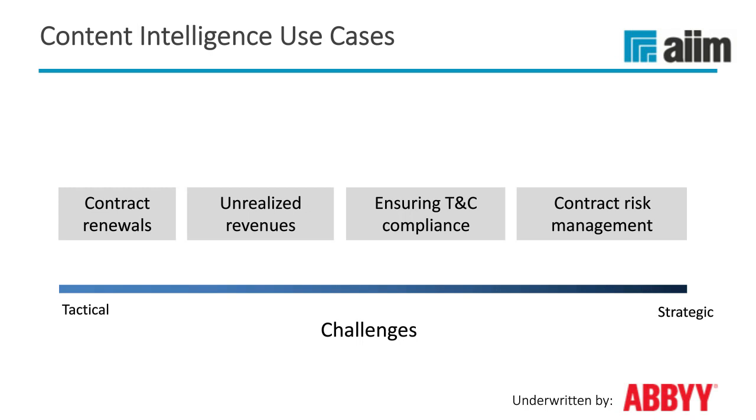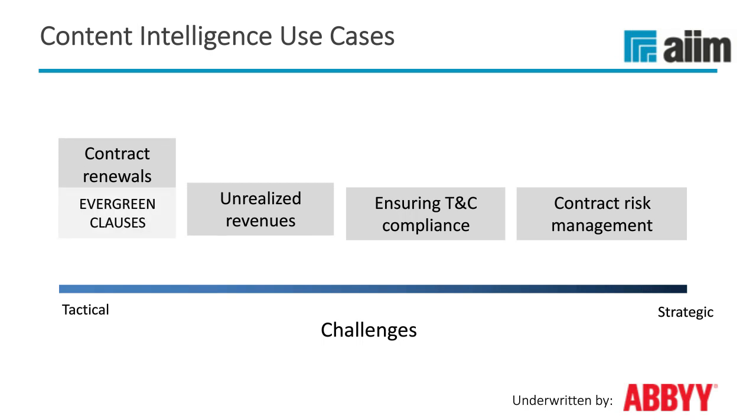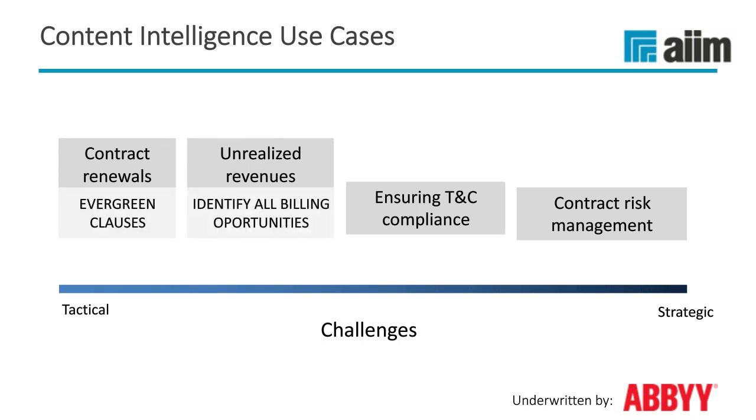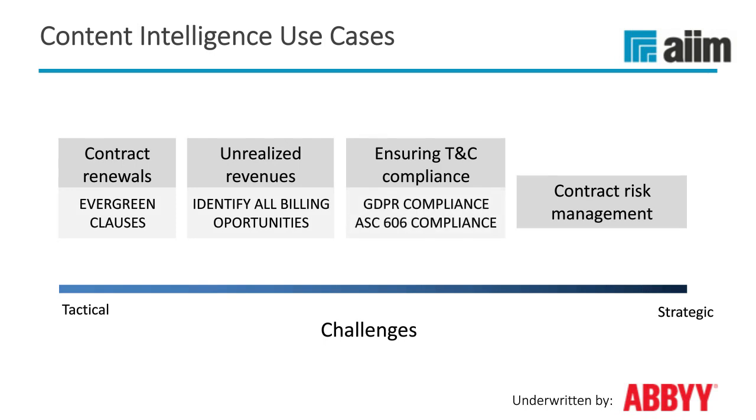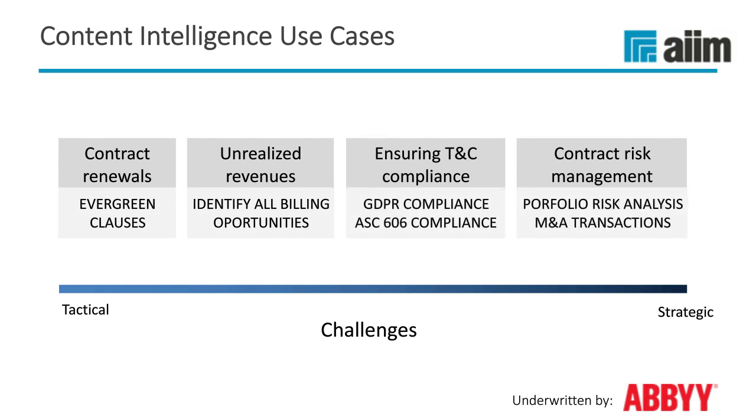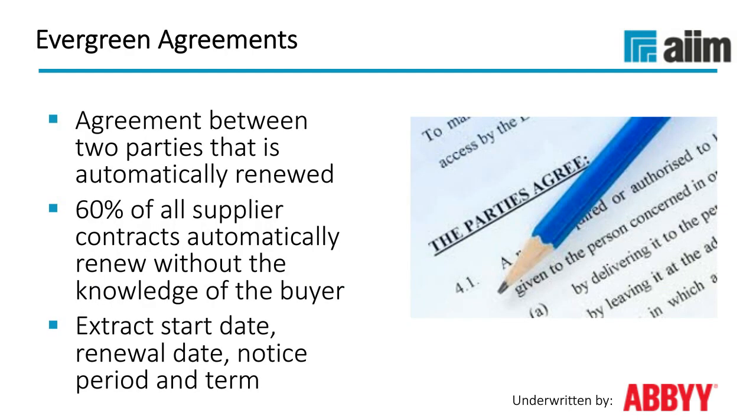So I'll talk about contract renewals, procure-to-pay types of applications, terms and conditions compliance, and then contract risk and portfolio risk analysis. So let me go to the first particular use case, and that's Evergreen Agreements. Now, what's astounding and astonishing is that according to the Gartner Group, an astonishing 60% of all supplier contracts now are Evergreen Agreements. Now, just from a definitional point of view, an evergreen contract continues to renew until one party decides to terminate the contract prior to the renewal date.